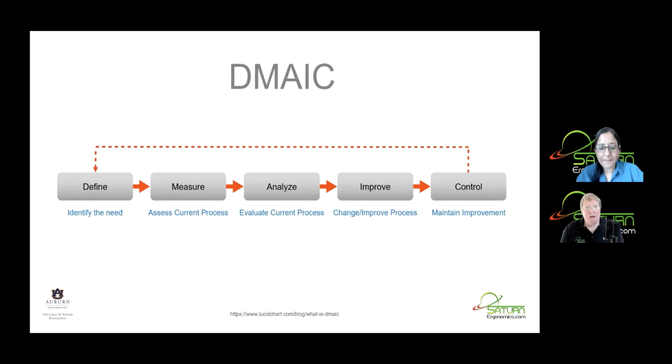This is the DMAIC process: define, measure, analyze, improve, and control. And this is a 5-step project applied by the Auburn University senior design team. And the presentation will follow this outline.